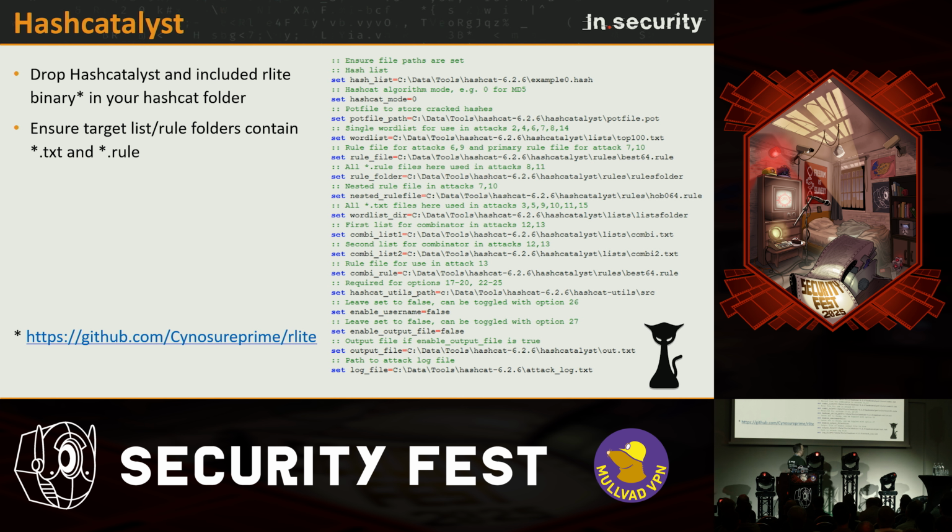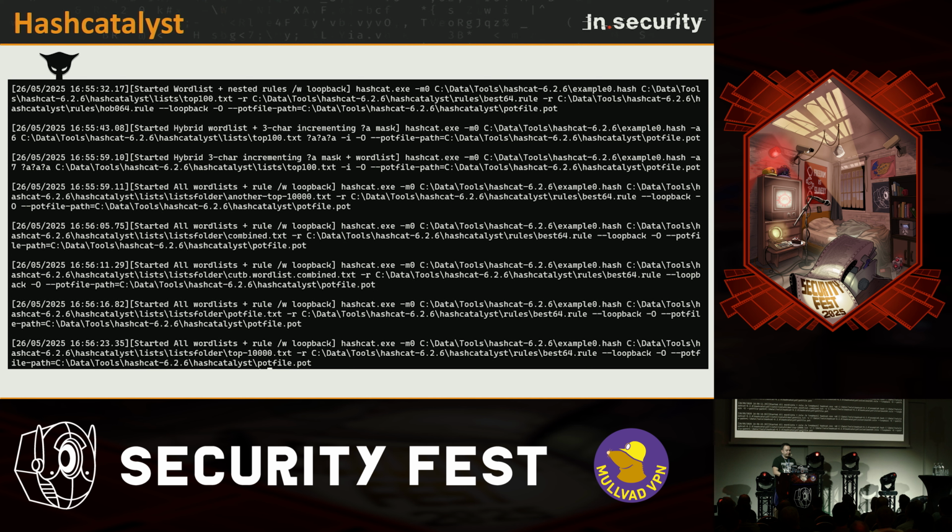I've also included the rlite binary from Sinosure Prime because it's fantastic for in-place sorting and deduplication. Windows is terrible. Windows sort does have an undocumented unique switch, but it starts to fail massively when you get outside of ASCII characters. And this is very, very quick, and it's very, very computationally efficient. So make sure that the rlite binary and your Hashcatalyst scripts are in the same folder, the hashcat folder.